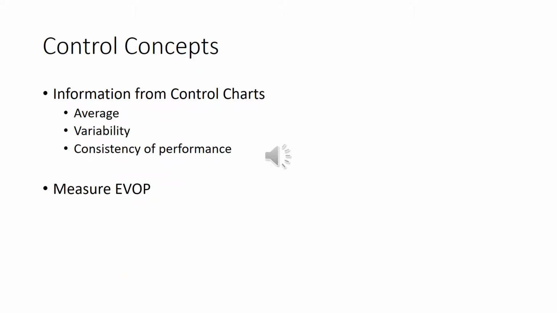So you take these SPC charts, right? And from that, you'll pull out the average. You can get the standard deviation. And you can see your consistency of performance. And also, this is the basis for evolutionary operations. Are you getting better, whatever that may be?